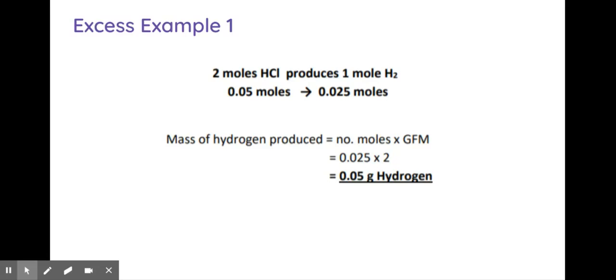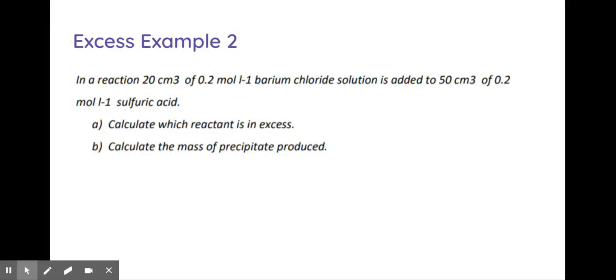So the only new part of this calculation is really to understand where the numbers are coming from. The actual calculating the mass and the number of moles is, or should be, extremely familiar to you, because we use that a lot at National 5. Okay, let's have a look at example 2.